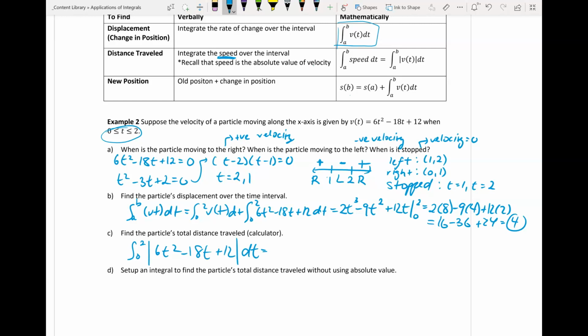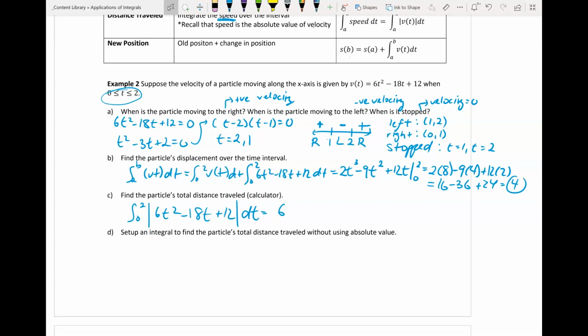And we're just going to put that in the calculator and let the calculator do all the work here, which is going to be 6. Lastly, it says set up an integral, just to set up, so don't solve, to find the particle's total distance traveled without using absolute value.